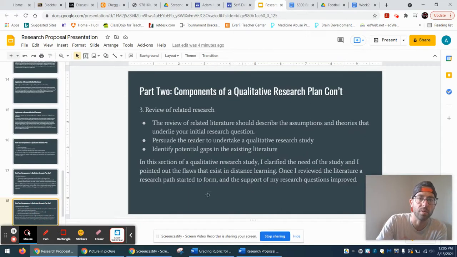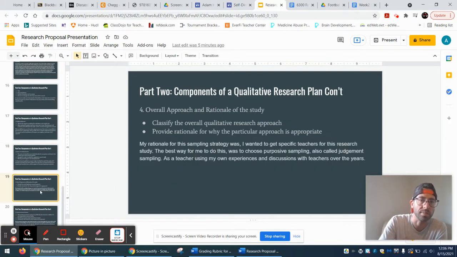The next concept I want to talk about is review of related research. So the review of related literature should describe the assumptions and theories that underlie your initial research question. You should also be able to persuade the reader to undertake a qualitative research study, identify potential gaps in existing literature. So in this section of my qualitative research study, I clarified the need of the study and I pointed out that flaws exist in distance learning. Once I reviewed the literature, a research plan started to form and the support of my research questions improved.